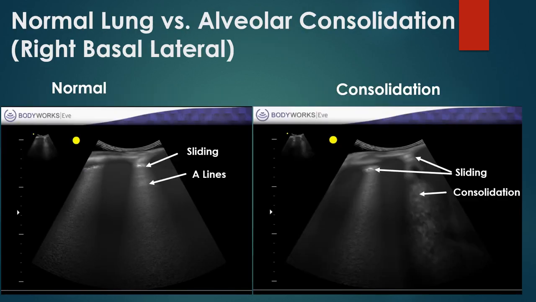So this is a normal lung versus a patient with alveolar consolidation. You can see that I've got sliding. I've got some nice A lines here on this patient. I've got some sliding and some A lines here, but I've got a lot of consolidation over here on the right. And you've got junky stuff here. You're starting to get ultrasound waves that are bouncing off. It's starting to look more like a solid organ. This is what you see with pneumonia.